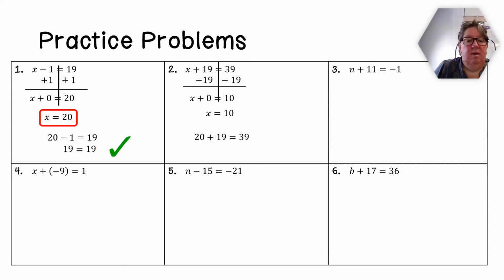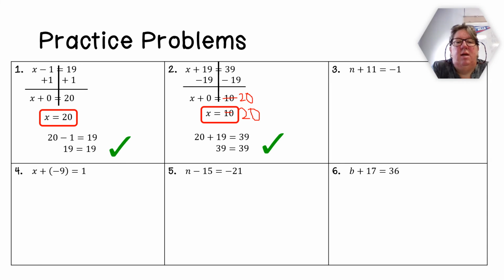We can write that in here. X is 20. Okay, so 20 plus 19 is 39. So x equals 20 is our answer. I just have a typo in there.